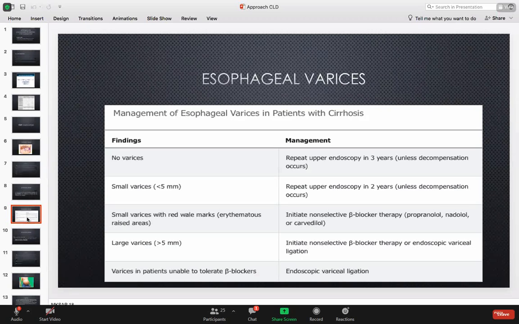When you see small varices with the red wale marks, which are basically those erythematous raised areas, you start them on beta blocker, okay? And the goal is basically to decrease the pressure in the portal vein area, which subsequently hopefully decreases the pressure on the varices, preventing the bleeding.